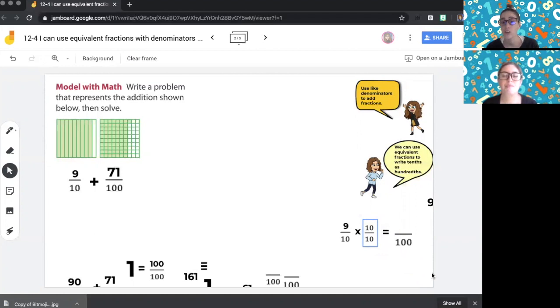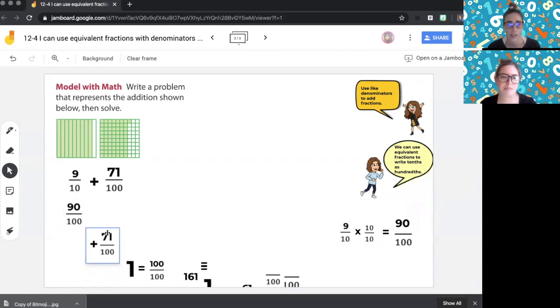So we're not changing the fraction. Nope, we're just making an equivalent fraction. And in this case, we're actually breaking 9 tenths up into 10 more parts so that we have 100 total parts. So whatever we do to the denominator, we also have to do to the numerator. Great. So we need to multiply 9 times 10, which will give us 90 out of 100. So then we can replace this 9 tenths over here with 90 over 100 and keep on our problem.